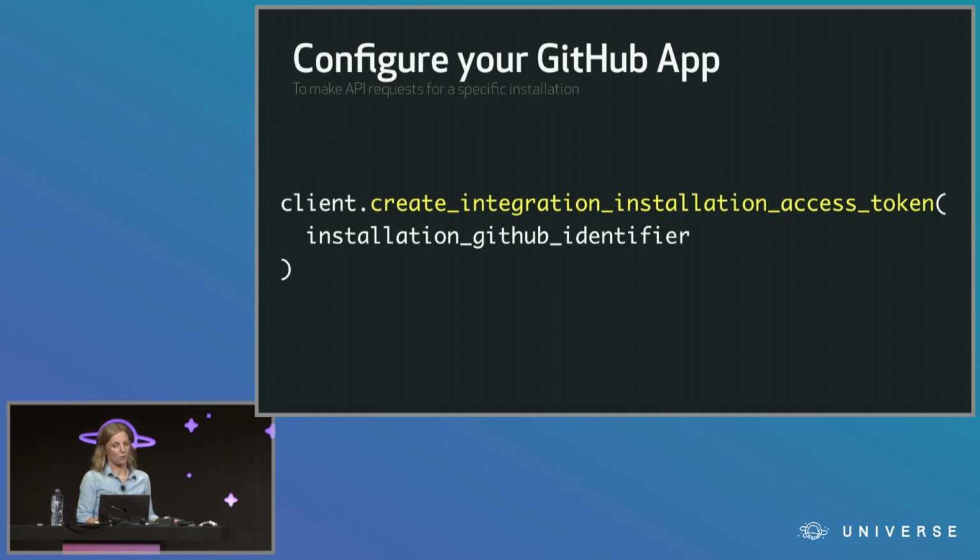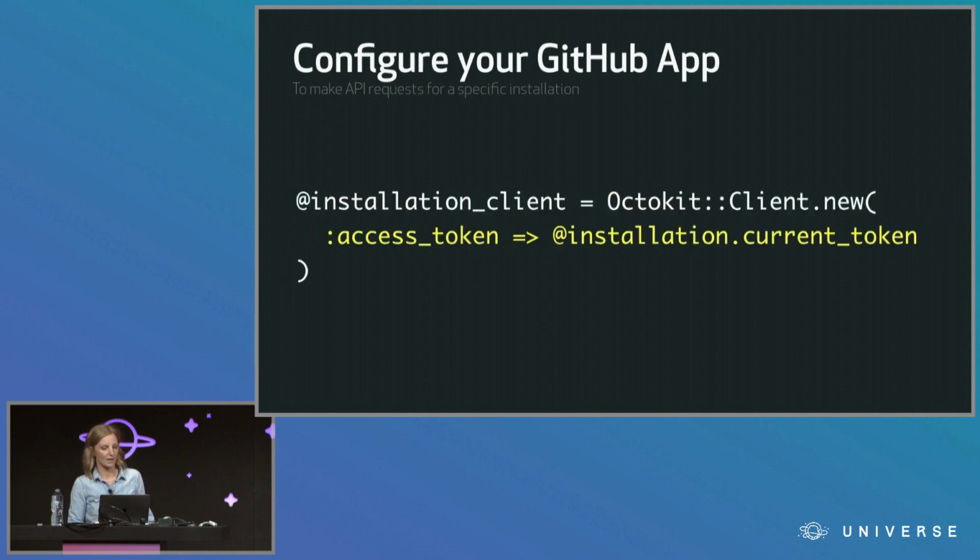So to make those requests authenticated as a specific installation, we'd request an access token for it and use that token to create a different Authenticate client which holds the authentication as the installation and makes API requests as that.